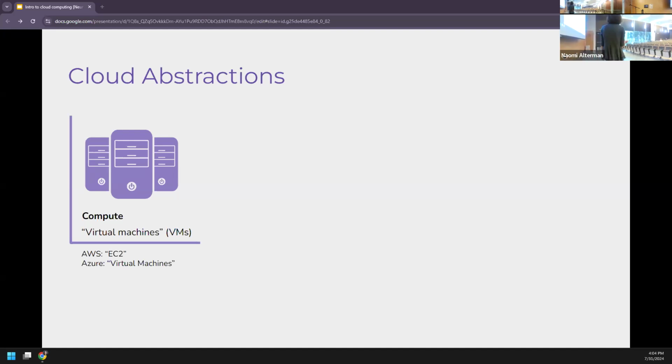Computing. On Azure, they just call them virtual machines. I think on Google's cloud, they also call them virtual machines.